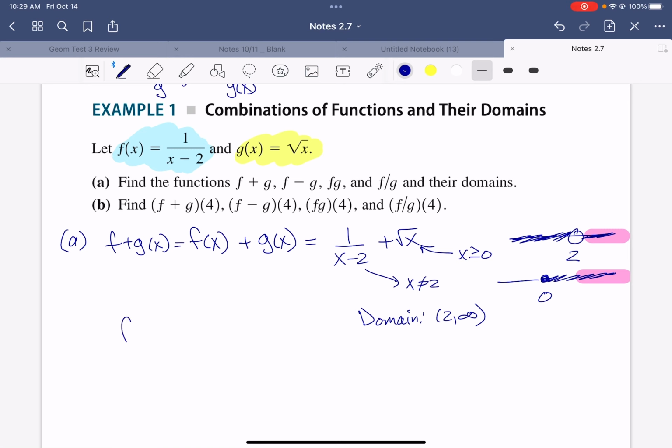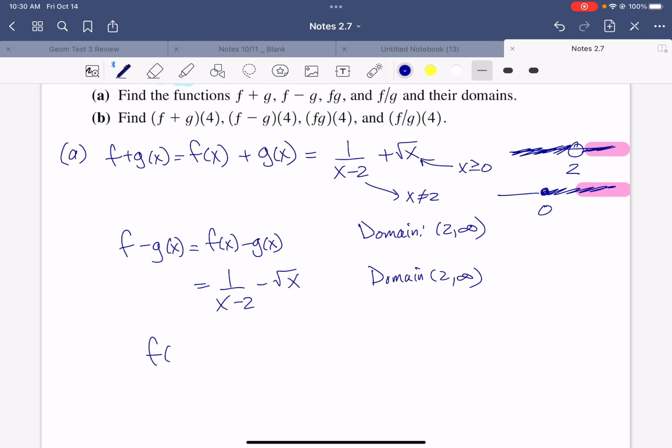Let's do f minus g. So f minus g is f of x minus g of x. That means you're going to take your f of x function minus your g of x function. Your domain's going to be the same thing, right? Because in this piece, it can't be 2, and this piece has to be greater than or equal to 0. So again, the domain is going to be 2 to infinity.